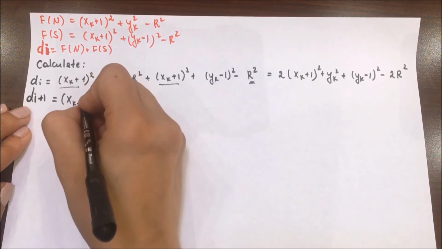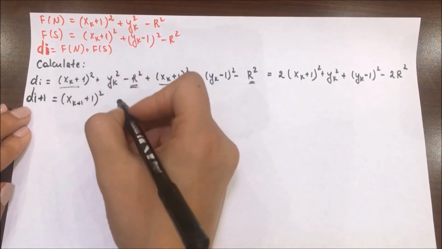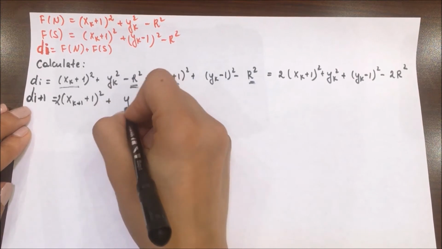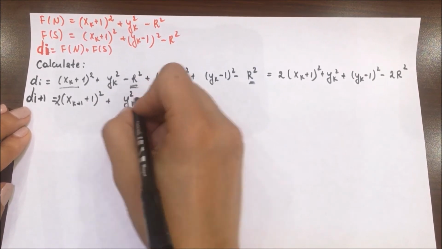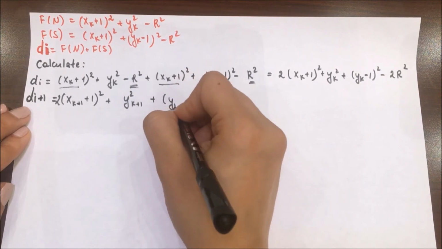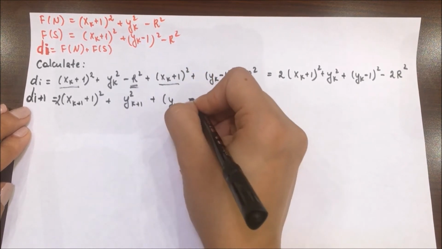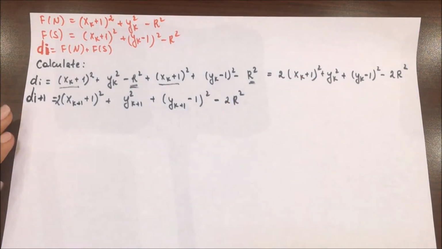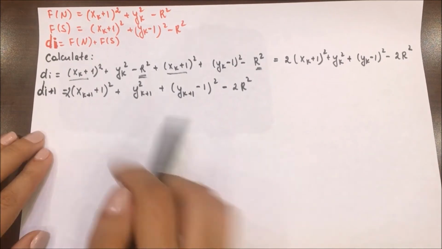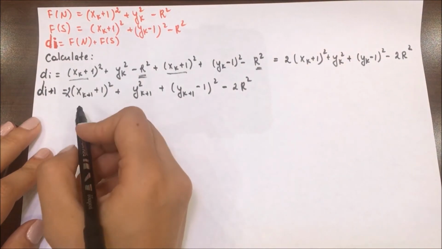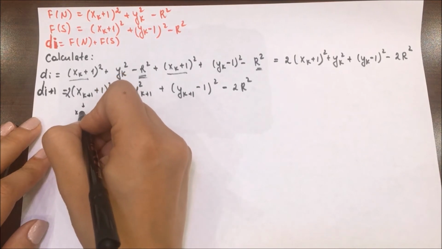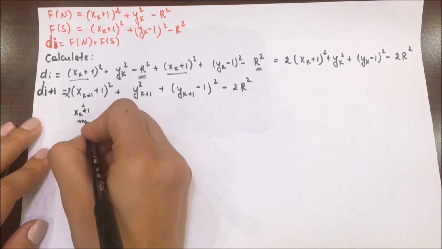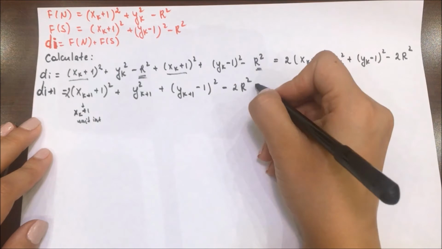So we're getting 2(xk plus 1). Yes, we're writing the last version: 2(xk plus 1 plus 1) square plus (yk plus 1) square plus (yk plus 1 minus 1) square minus 2r square. As we know, x coordinate will always change with unit intervals, so we can replace all xk plus 1s with xk plus 1 because we already know this, but we cannot replace yk plus 1 with anything because we don't know that.